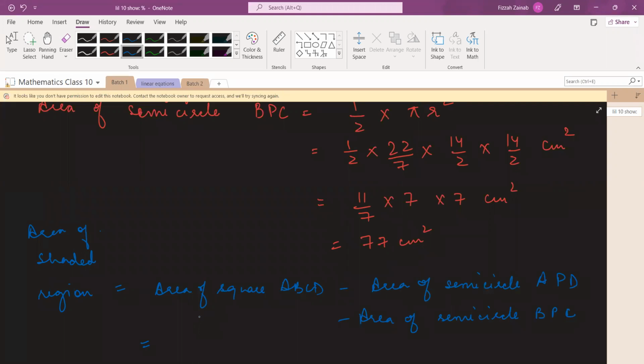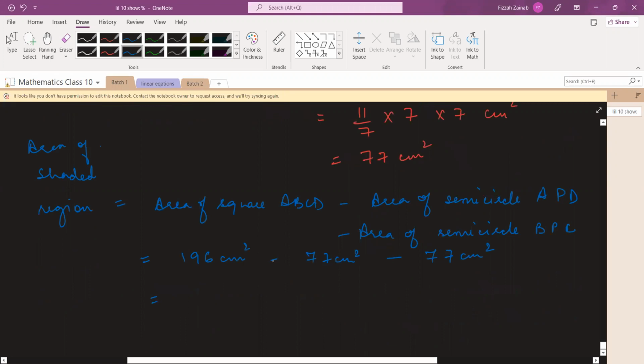14 into 14, so it was 196 centimeter square, right? Then this is 77 centimeter square. This is also 77 centimeter square. Okay. So both the minus terms can add, and it will be with a minus sign.